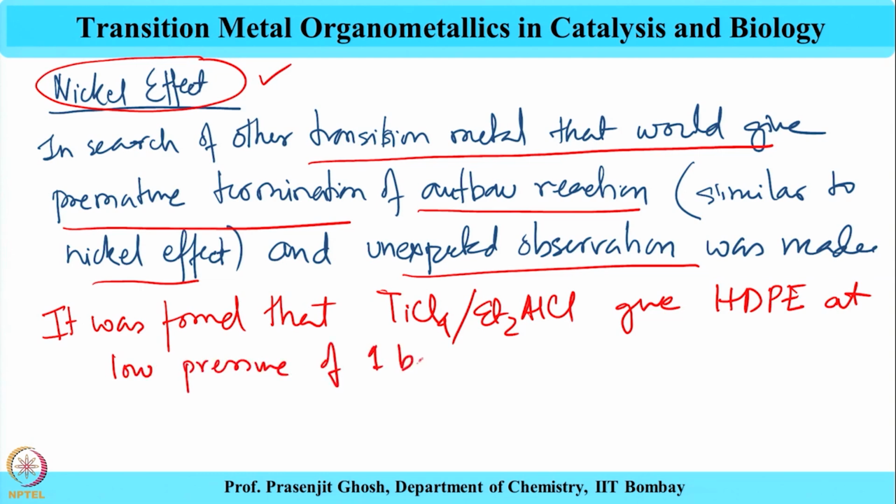So, this is indeed a significant discovery, because now, unlike in radical polymerization, where extremely high pressures are needed, pressures of around 2000 psi, to produce polymers which are not really very long in chain, like LDPE, this TiCl4 with diethyl aluminum chloride efficiently gave HDPE, high density polyethylene, at a very low pressure of 1 bar.